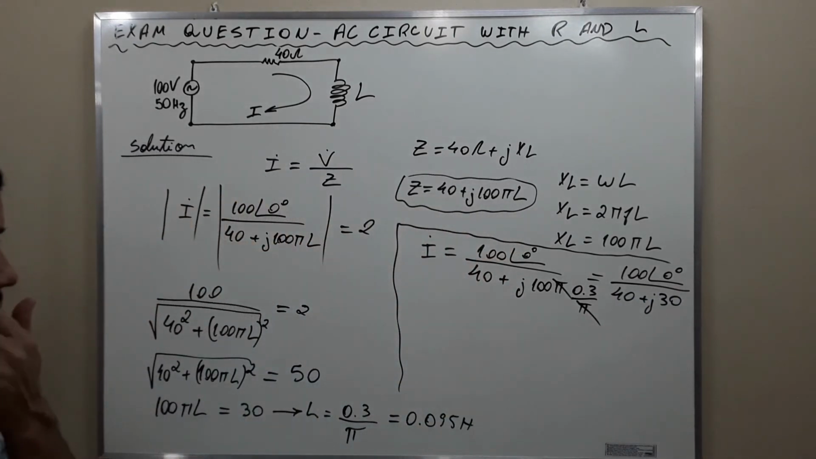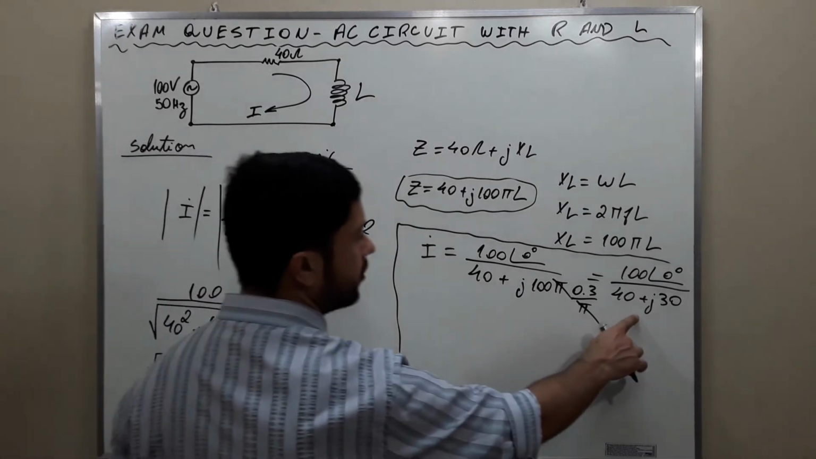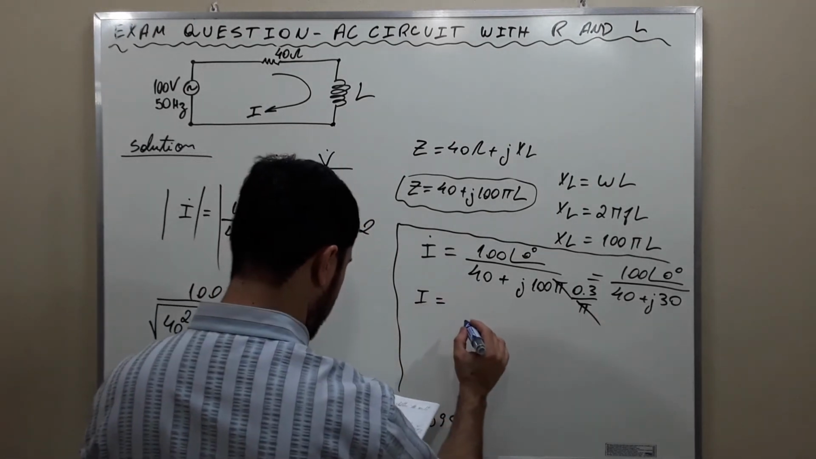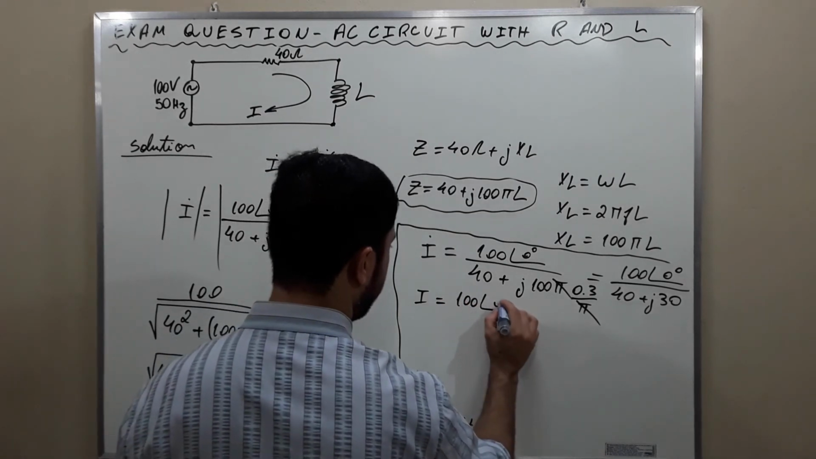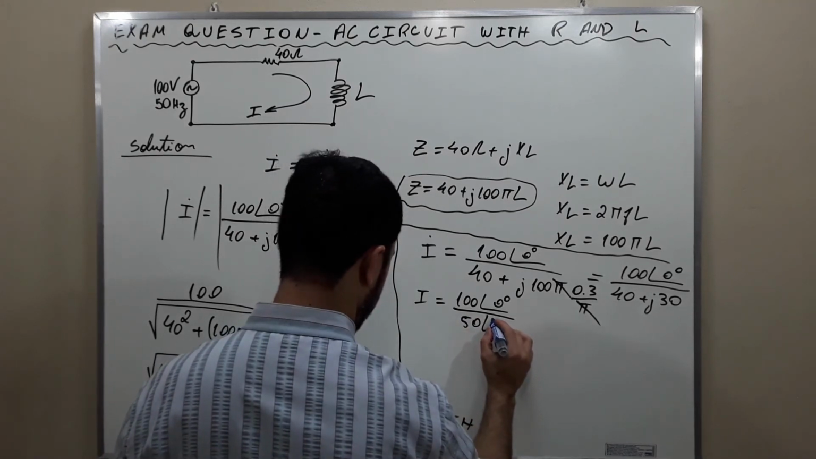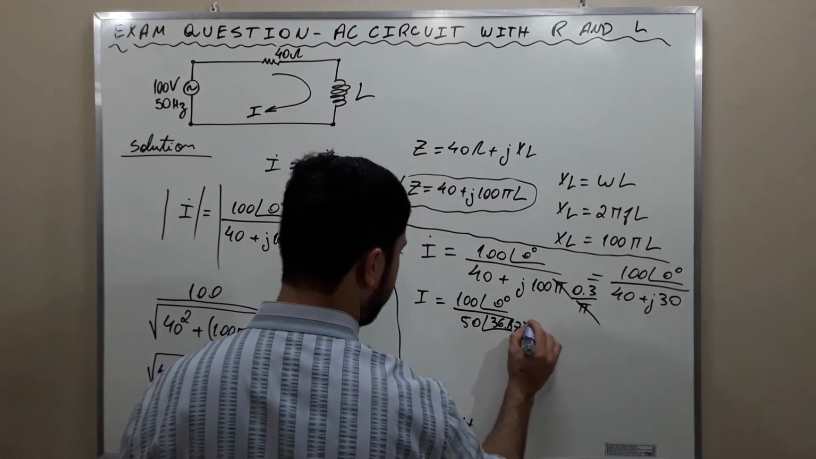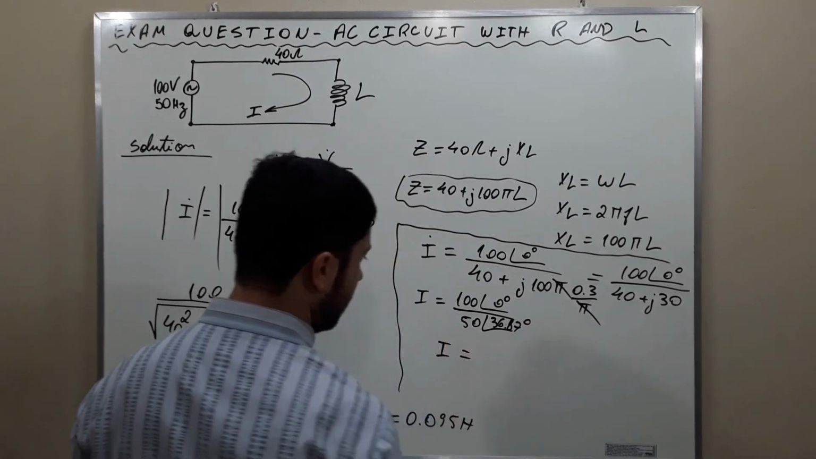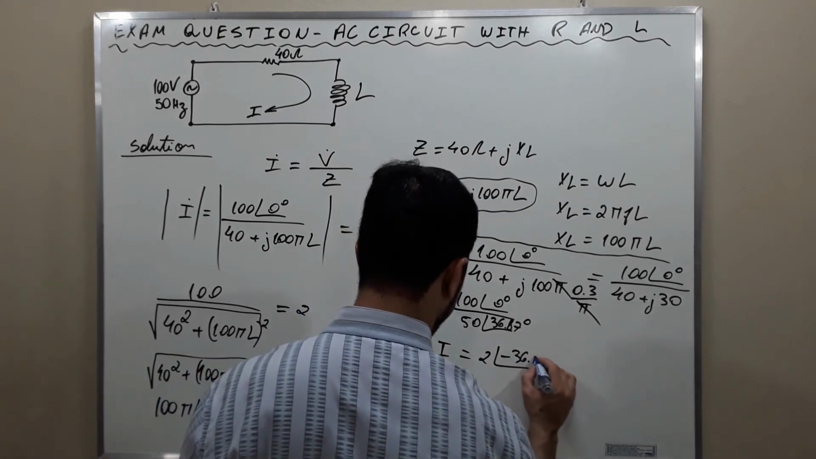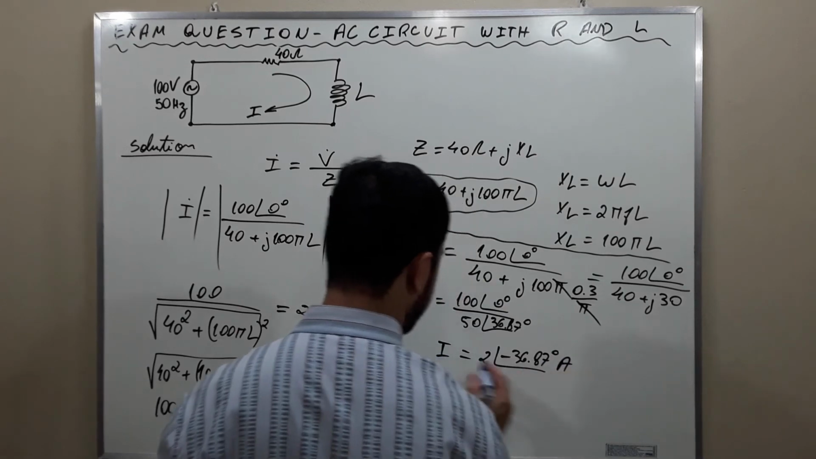100 phase 0 degrees divided by 40 plus j 30. And if we convert this Cartesian form to polar form, we find this. I is equal to 100 phase 0 degrees divided by 50 phase 36.87 degrees. And then the current is precisely equal to 2 phase minus 36.87 degrees amps. All right?